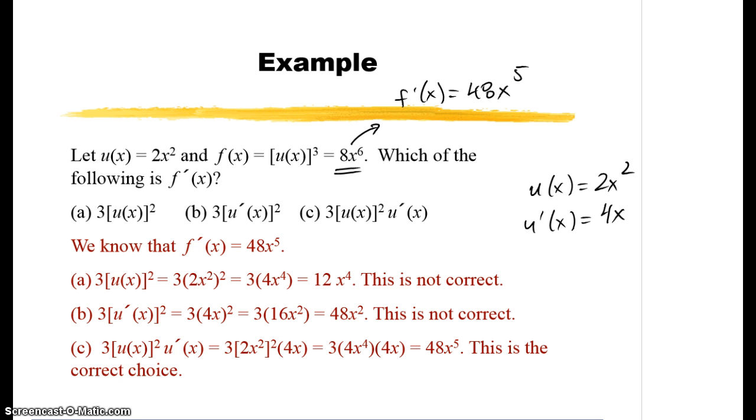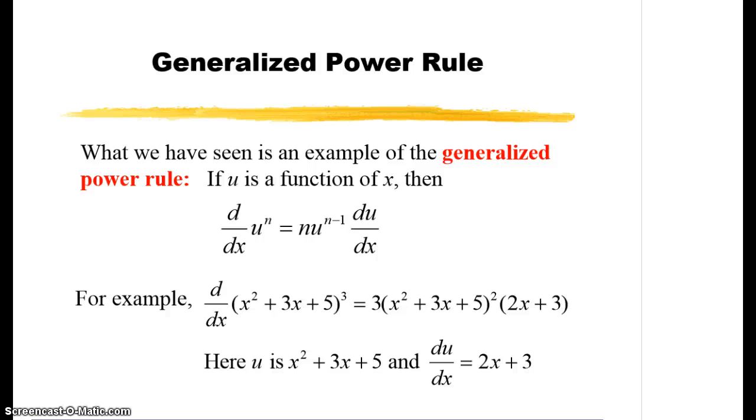If we try 3 times u of x to the second power, we get 3 times 2x squared to the second power, or 12x to the 4th. That's not a match to 48x to the 5th, so it's incorrect. If we try 3 times u prime of x squared, that also doesn't work, because we get 48x squared. However, if we try 3 times u of x squared times u prime of x, we end up with the correct response, 48x to the 5th. This is an example of what we call the generalized power rule.